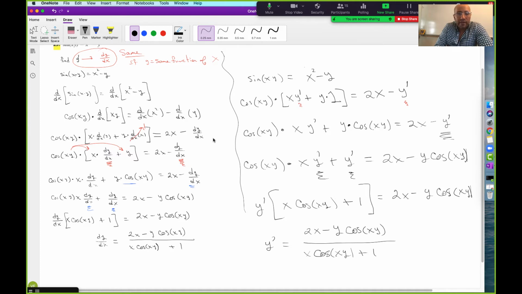So this is, again, reviewing chapter 3. If you're having trouble with this, there's a whole section called implicit differentiation in chapter 3.